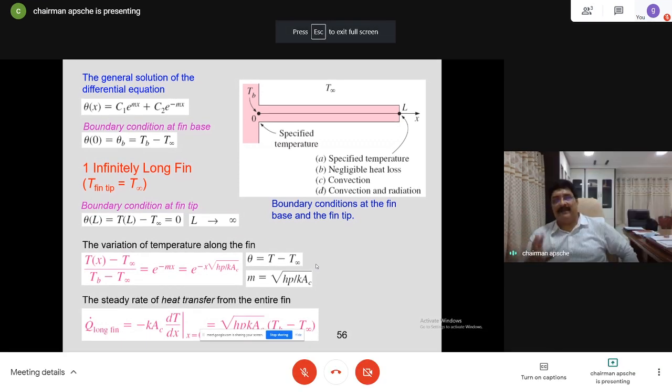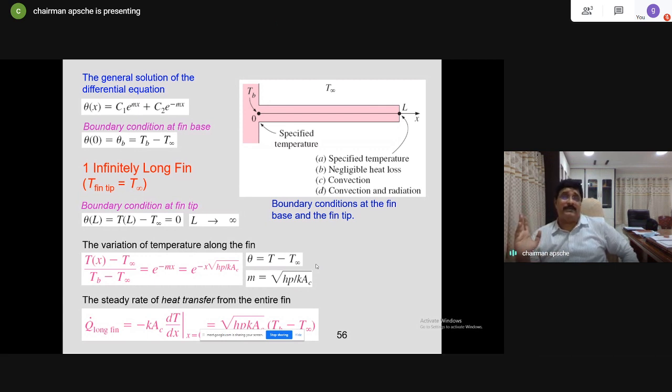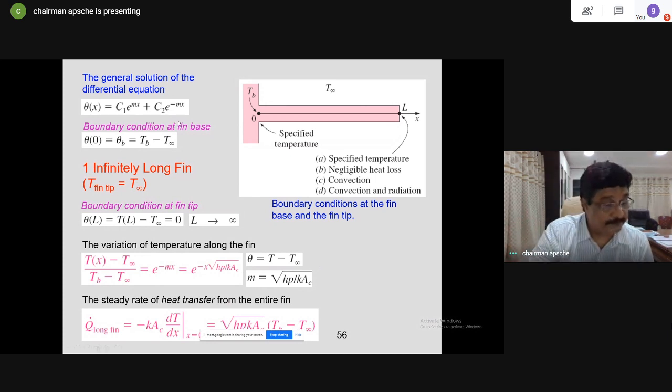Effectiveness of the fin, I said normally ranges up to 40. And 40 means what? Without a fin, some Q heat transfer is taking place. If you use a fin, 40 times Q will happen through the fin. So that is the advantage of fin. Okay, right. Thank you. So we cannot compare both of them.